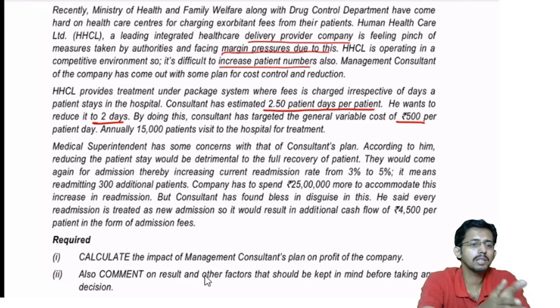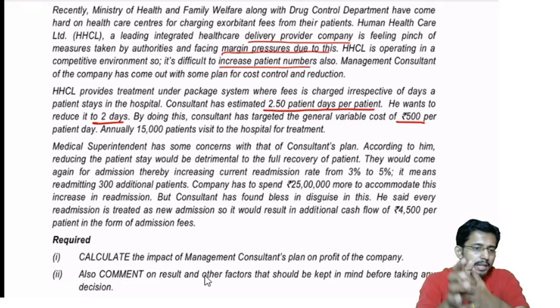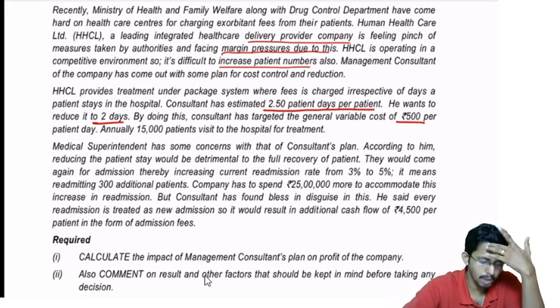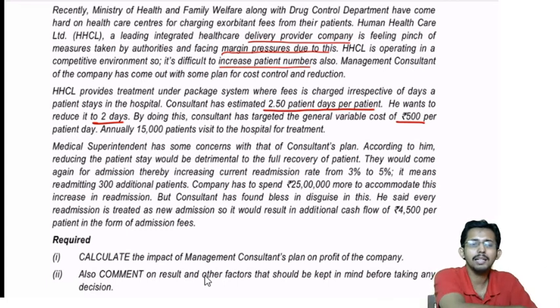Annually, 15,000 patients visit the hospital for treatment. So the number of days saved will be 15,000 into 0.5. Is it clear? Now, the medical superintendent has some concerns. This proposal was put forward by whom? The consultant. The consultant does not know anything about the ethics. He just knows that if you do this, your profits are likely to go up.